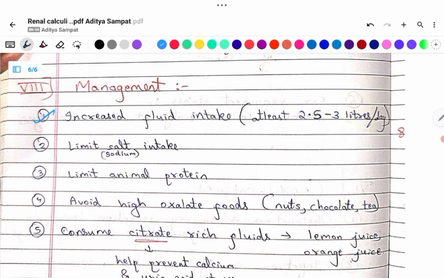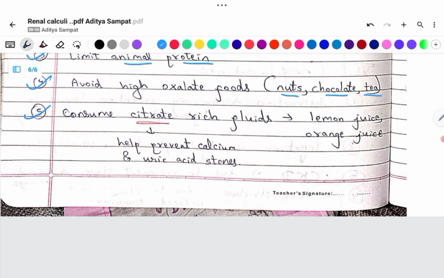Management. First point, increase fluid intake, at least 2.5 to 3 liters per day. Second, limit salt intake. This is very important. Third, limit animal protein. Fourth, avoid high oxalate foods like nuts, chocolates, tea. Fifth, consume citrate-rich fluids, lemon juice, orange juice. This helps prevent calcium and uric acid stones.